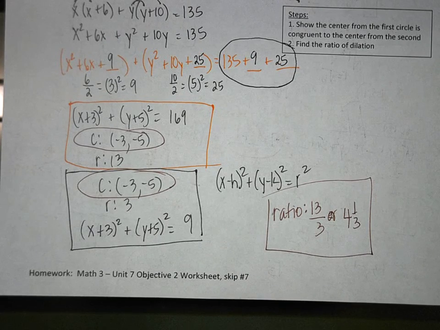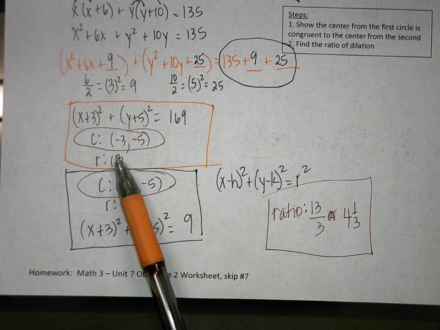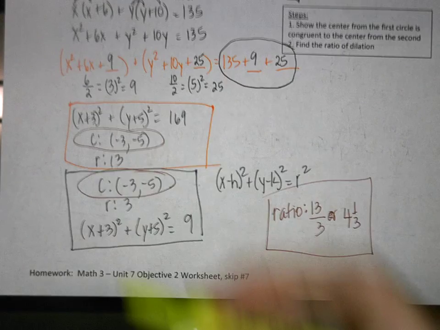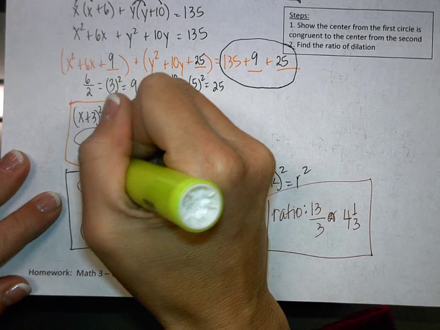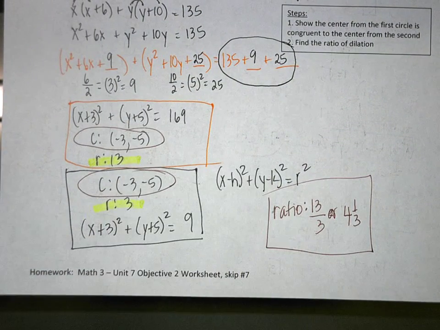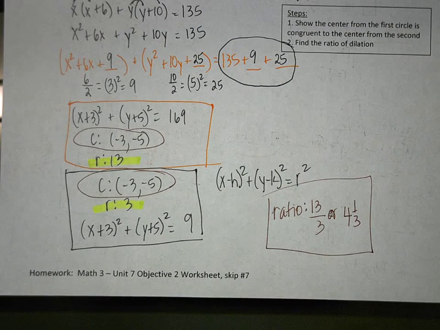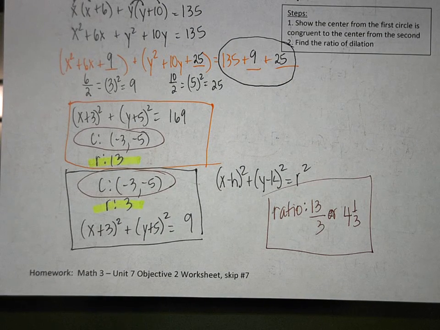Yes? Did you get the 13? This ratio? Or, sorry, not this ratio, this radius and this radius. That's how I got the 13 and the 3. All right, any other questions here?